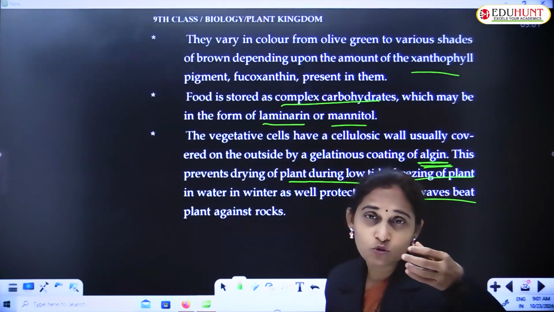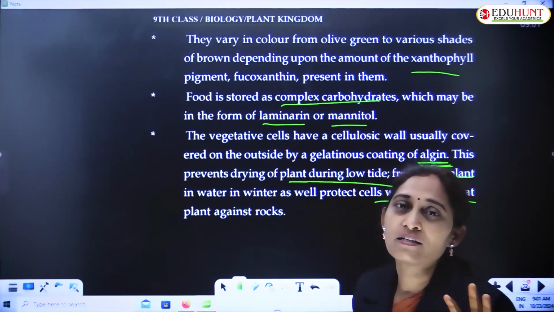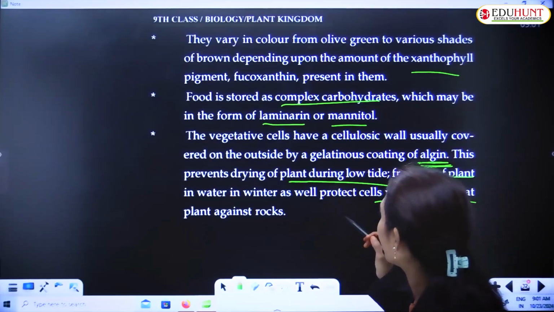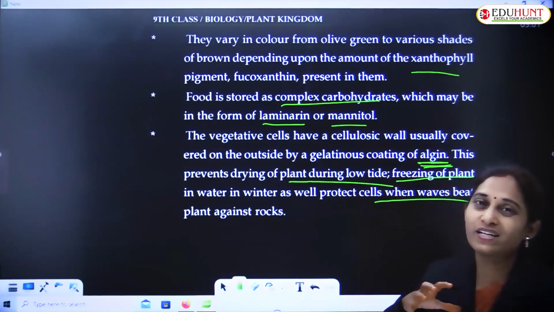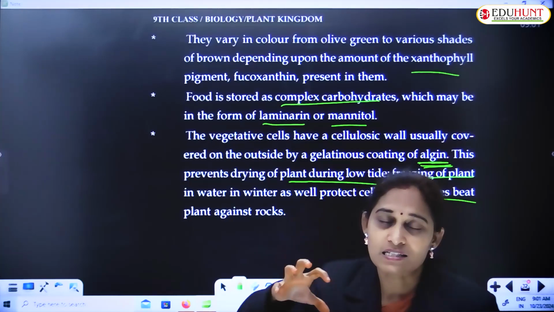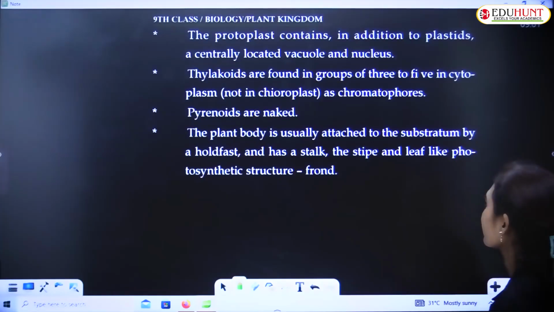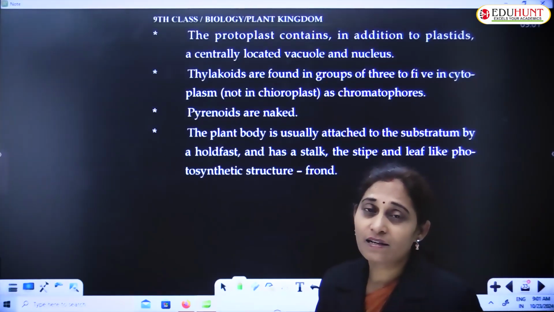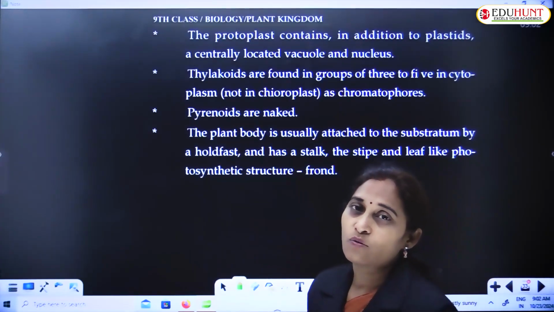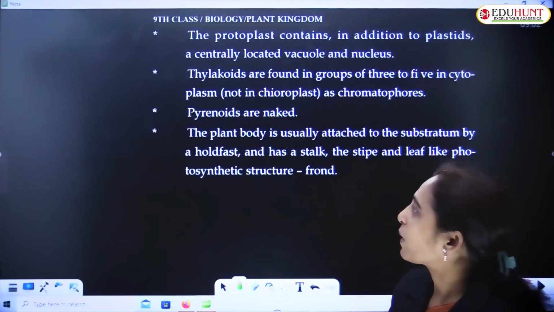సో అది అలా లైక్ స్టికీగా కుషన్ లాగా ఉండడం వల్ల హిట్ చేసినా సరే సెల్స్ అవి బ్రేక్ అయిపోవు, డ్యామేజ్ అయిపోవు. అండ్ రెండోది, లో టైడ్ ఉన్నప్పుడు, ఫ్రీజింగ్ కండిషన్స్ ఉన్నప్పుడు, సెల్స్‌ని, ప్లాంట్ బాడీని ఈ ఆల్జీనే ప్రొటెక్ట్ చేస్తుంది. ఓకే, మనం ఇవన్నీ కూడా ఆల్గల్ మెంబర్స్ అన్నీ కూడా, అంటే ఈ ఫియోఫైసియన్ మెంబర్స్ అన్నీ కూడా ఎక్కువగా మెరైన్ అని చెప్పుకున్నాం కదా, మెరైన్ వాటర్‌లో ఈ వేవ్స్ అనేవి క్వైట్ కామన్.